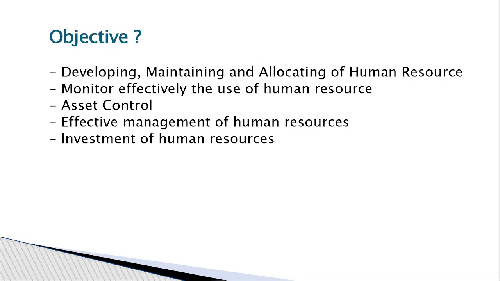Objective of developing, maintaining, and allocation of HR. Effectively, we have to develop the human resource, giving training, sending for external trainings, maintaining and allocating key people to key projects, monitoring effectively, and using humans effectively with some tools. Asset control: it always depends on the projects. What is asset control? How many employees should be there? Effectively manage the human resource. Some people have completed one project, then they can move to another project, and there should not be any bench concept.